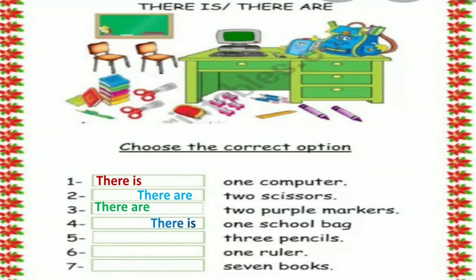Come to the fifth sentence. 3 pencils. Excellent. We will use there are. There are 3 pencils. Sixth sentence, 1 ruler. Very good. We will use there is because we are pointing to one object. 7 books. Excellent. We will use there are. There are 7 books. Very good.